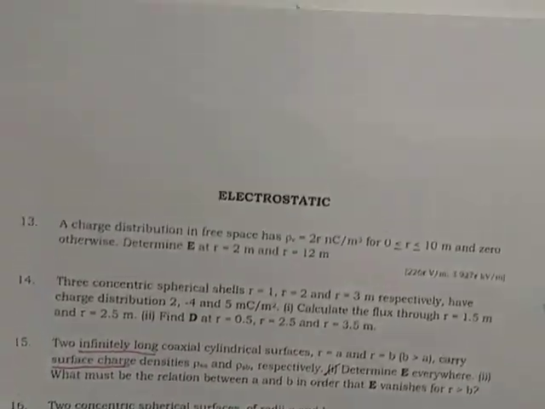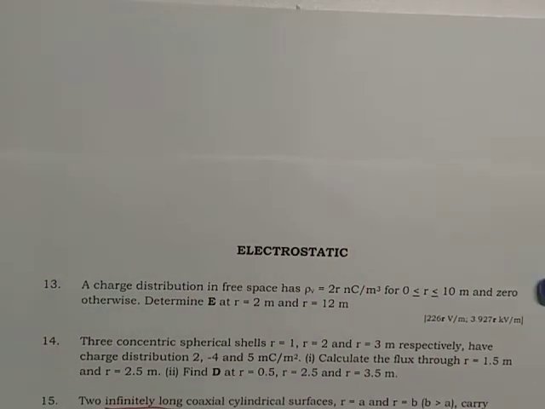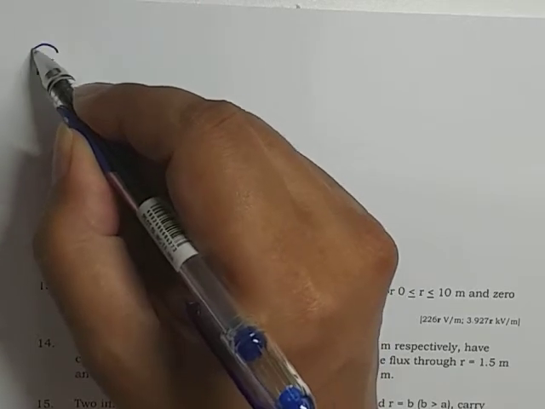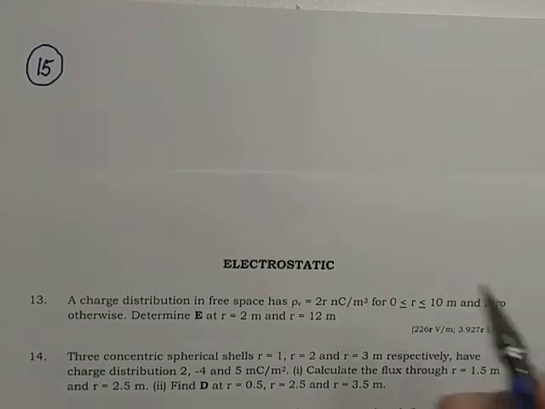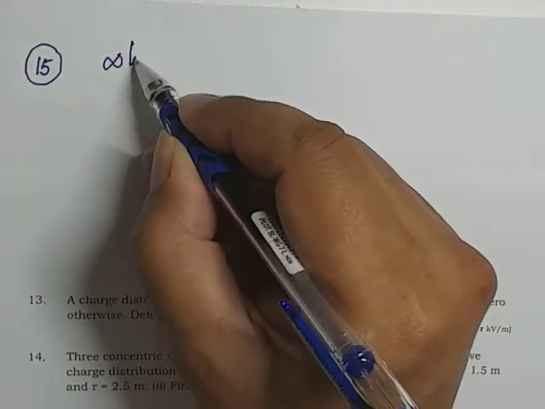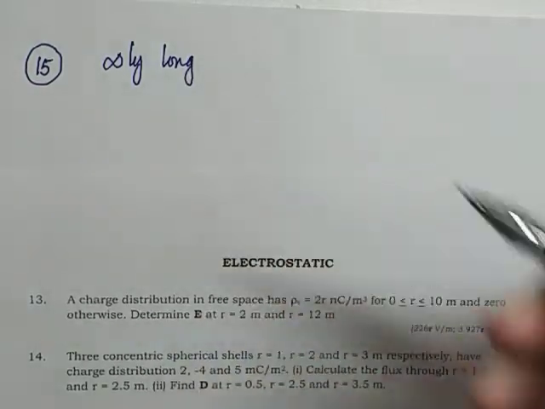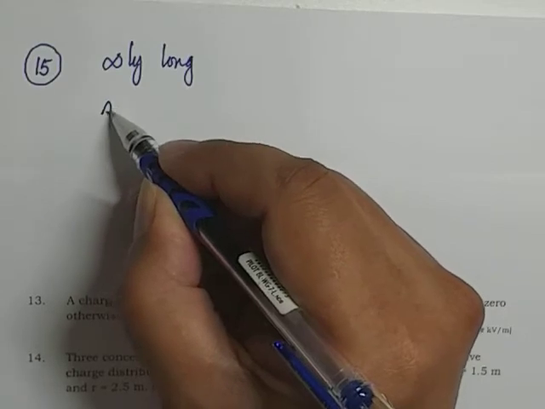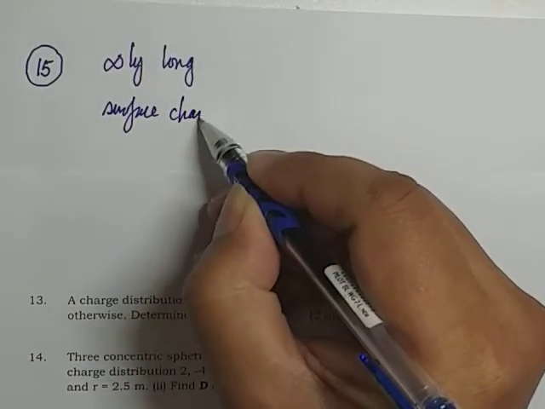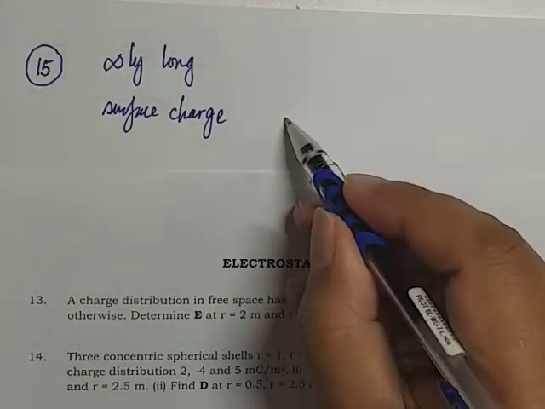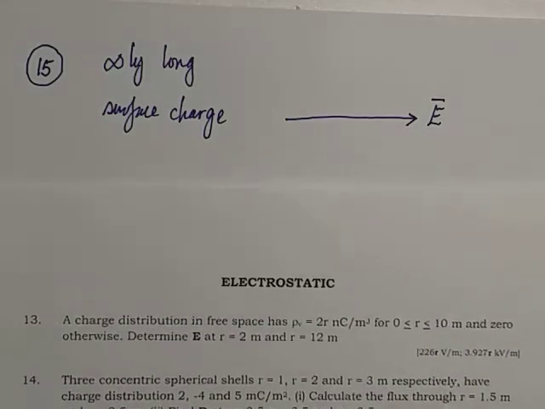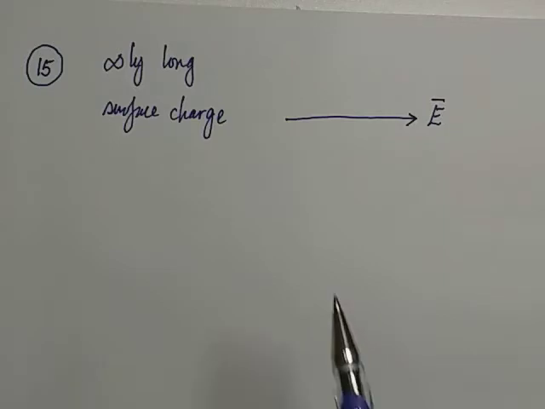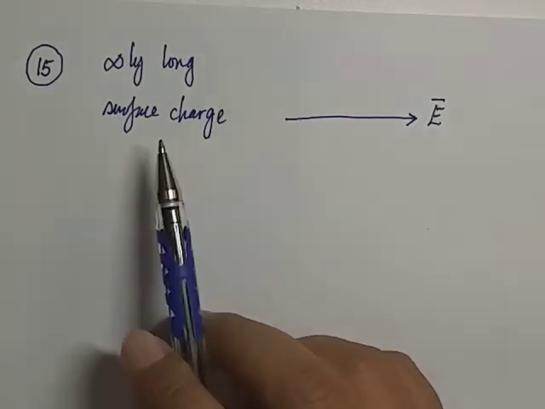So let's list all the important statements that we can extract from this question. Question number 15 of handout number 5, that should be the quiz number 2 question. Infinitely long should be one important word. Another should be surface charge. We want to determine the electric field intensity. That should be the goal of this problem: finding the electric field intensity due to the infinitely long coaxial structure dealing with surface charge.